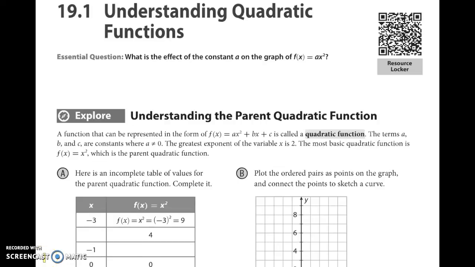Okay, today I'm going to be going over Module 19.1, Understanding Quadratic Functions. The essential question is, what is the effect of a constant a on the graph of f of x equals a times x squared? And we're going to be talking about what the parent function of a quadratic function is. So let's scroll down.